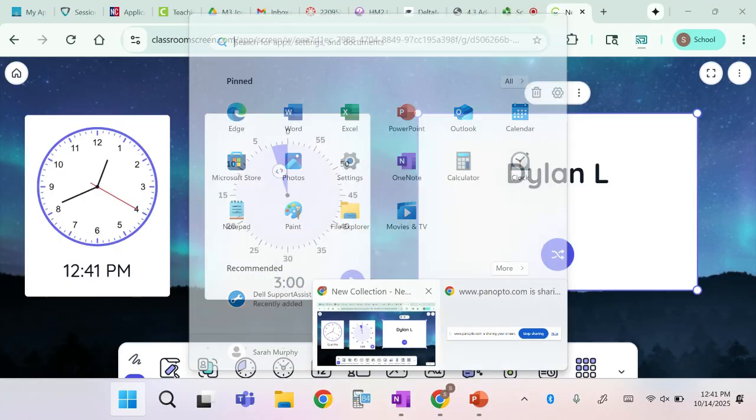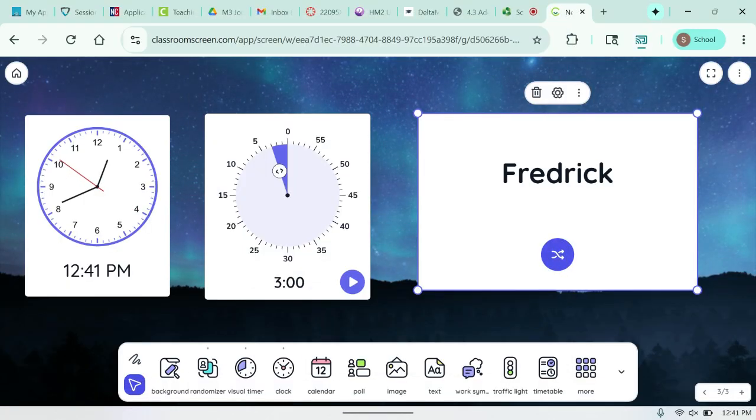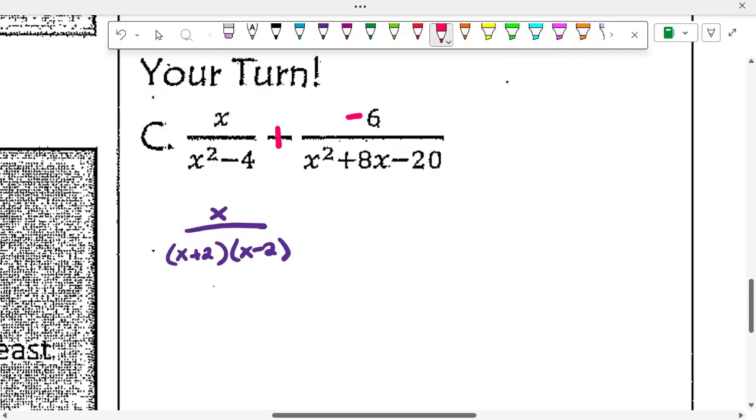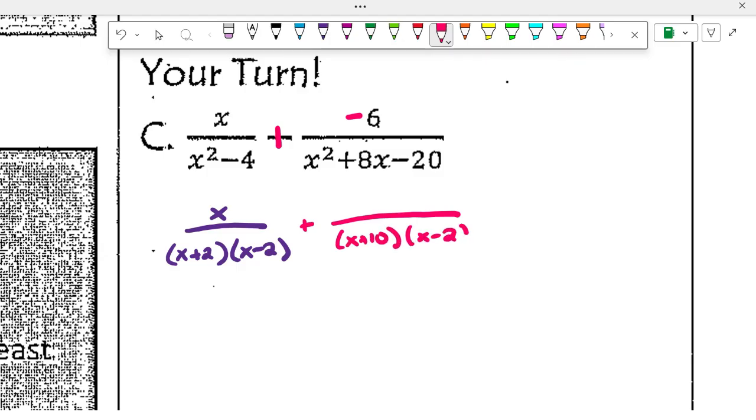Okay. Now, let's go with Frederick. So, Frederick, how'd you factor the second denominator? The big X, but what factors did you get just for time's sake? 10 and negative 2. So, x plus 10 and x minus 2. Good. Then got the negative 6 up top.